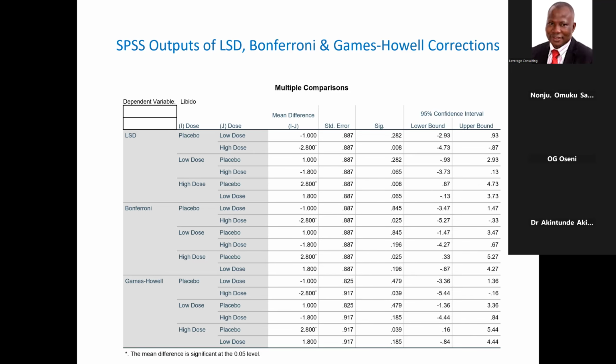If we look at Games-Howell, look at the same thing. It shows that it's the same, but that one is less significant than Bonferroni. But mind you, in that system you have equal variance not assumed. Equal variance not assumed. Look, the p-value is 0.039, and the other one is 0.185.